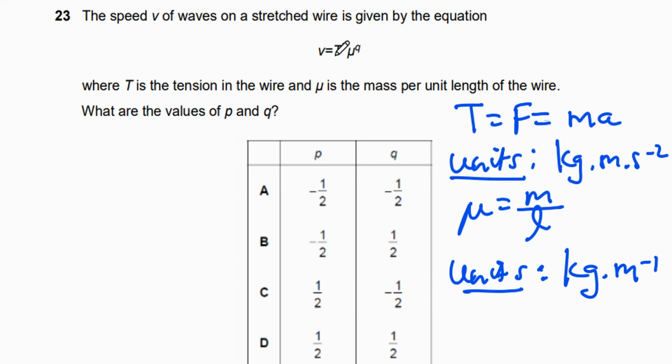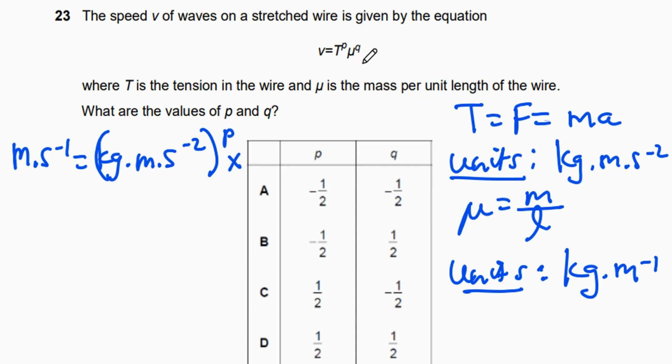Now we can go back to the equation and plug in the SI base units on both sides. So v is in meters per second, and this must equal T to the p. And of course the tension is the same as force, so we'll have these units, all to the p, then multiplied by mu to the q. And mu has these units.